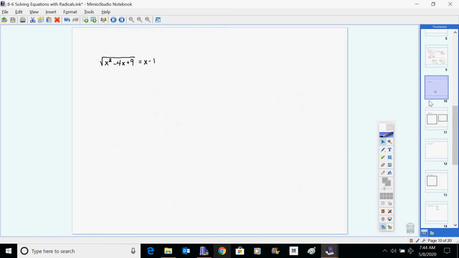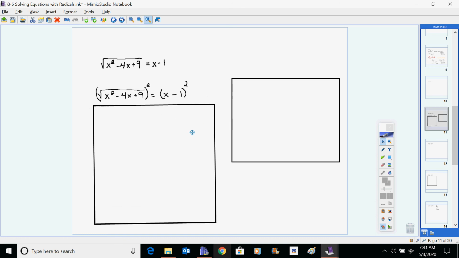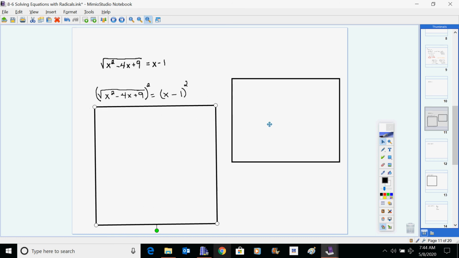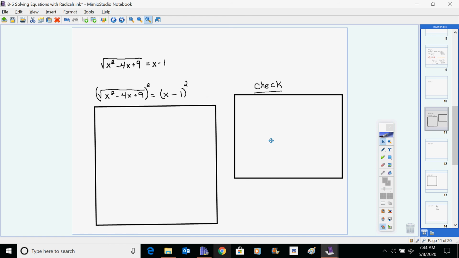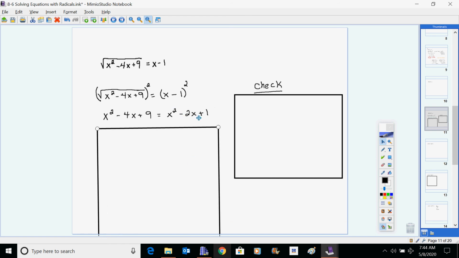Okay? All right. Here, once again, we can square both sides of this thing. We're going to do that. Our radical is already isolated, so we can do that. Don't forget that x minus 1 times x minus 1, if you did that out the long way, you'd get x squared minus 2x plus 1. If you want to take a second to do that, you can feel free.